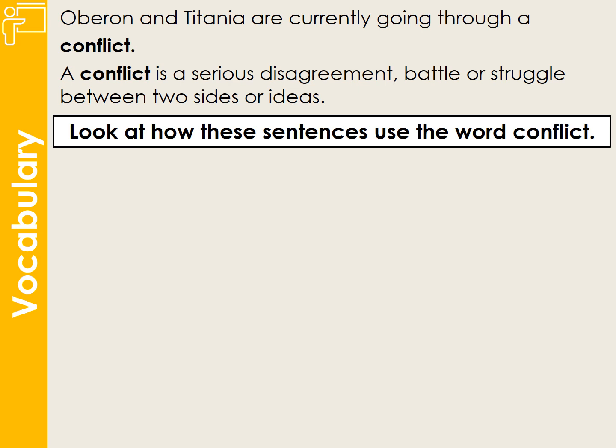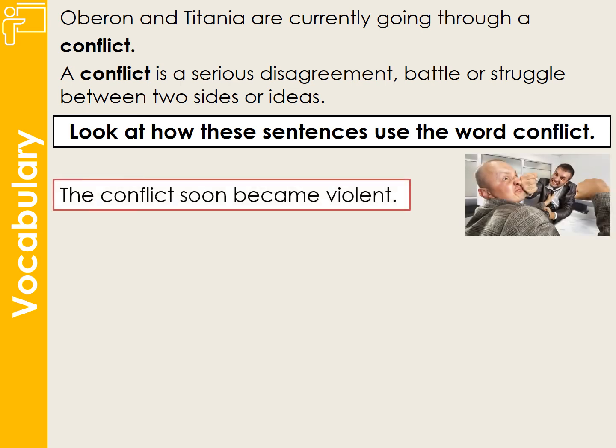Now, conflict is a serious disagreement, battle, or struggle between two sides or ideas. This is a step up from the normal fight that you would expect from a relationship. So we're going to quickly look at some sentences that use the word conflict so you get an understanding of what it means. So we have, the conflict soon became violent. So obviously, like I was saying, it's a step above a normal fight.